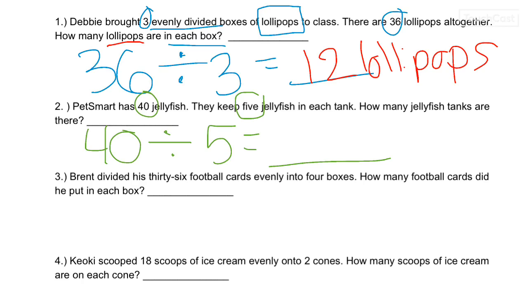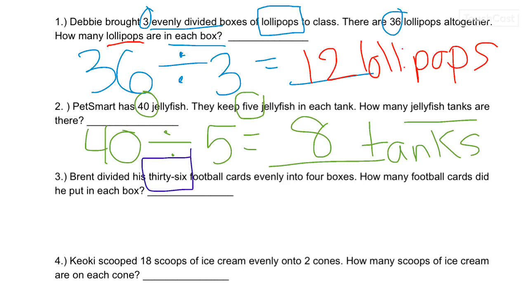Let's roll our 5s till we get to 40. 5, 10, 15, 20, 25, 30, 35, 40. Stop. How many fingers? 8. 8 what? You can just put tanks. If you want to put jellyfish tanks, that's great, but tanks is the noun. Next one, number 3, Brent. Brent divided his 36 football cards evenly into 4 boxes. How many football cards did he put in each box? So he has a total number of 36 football cards, and he's putting them in 4 boxes.